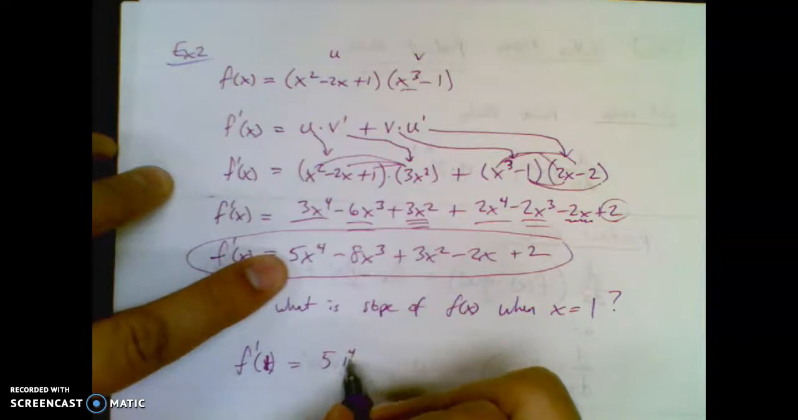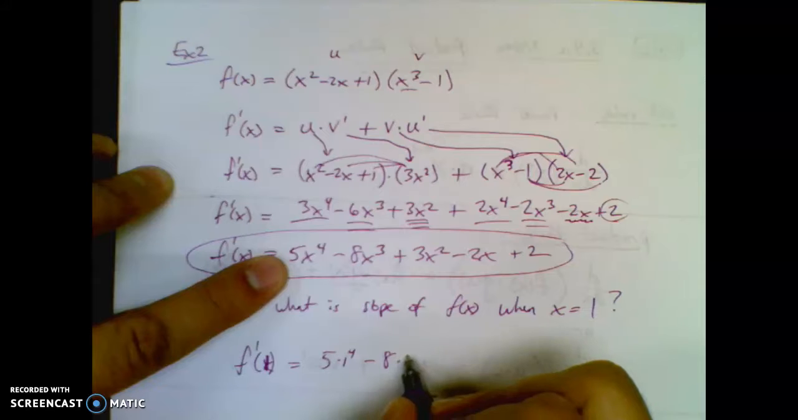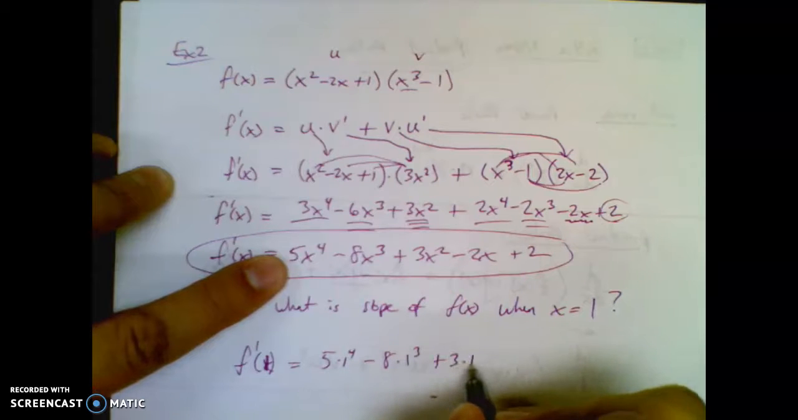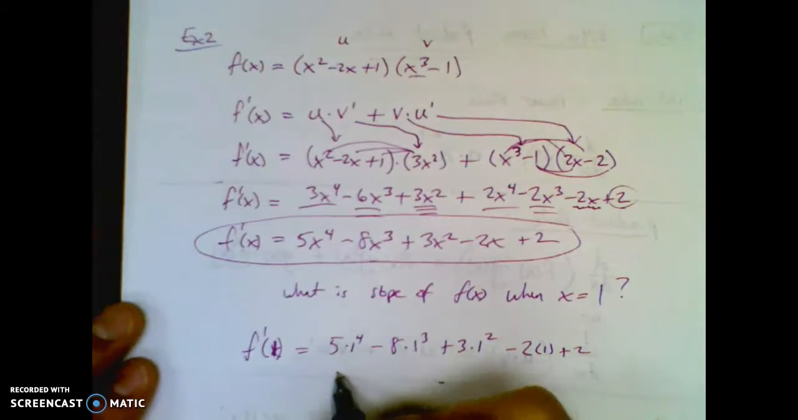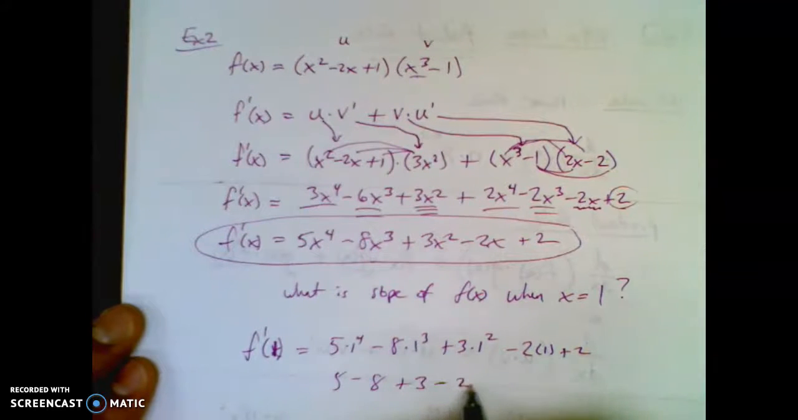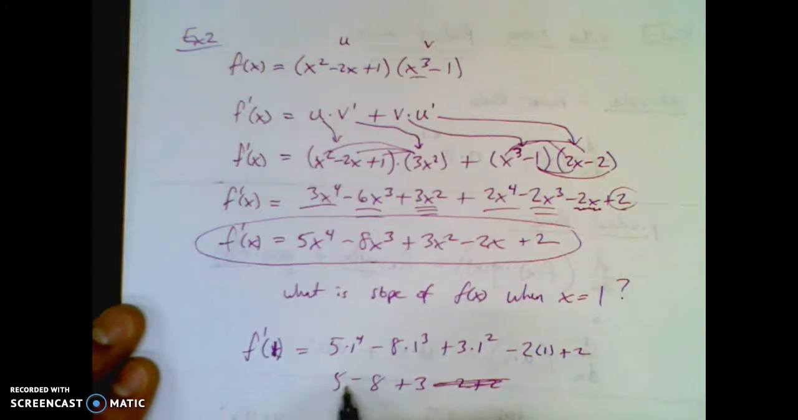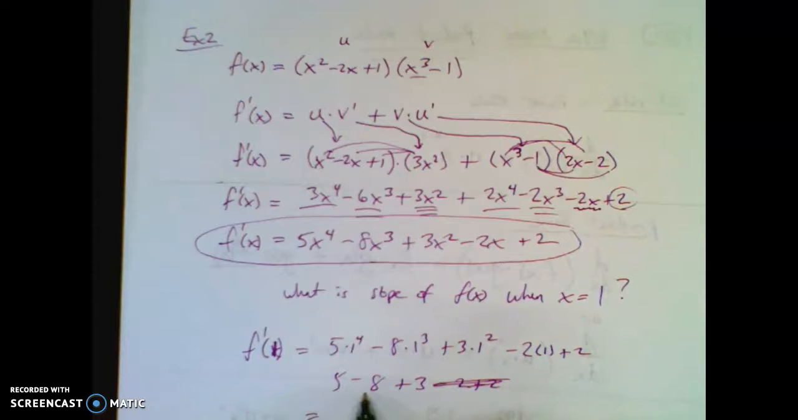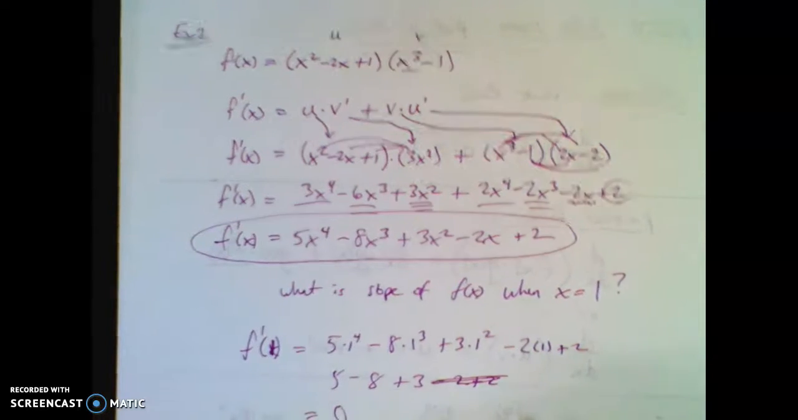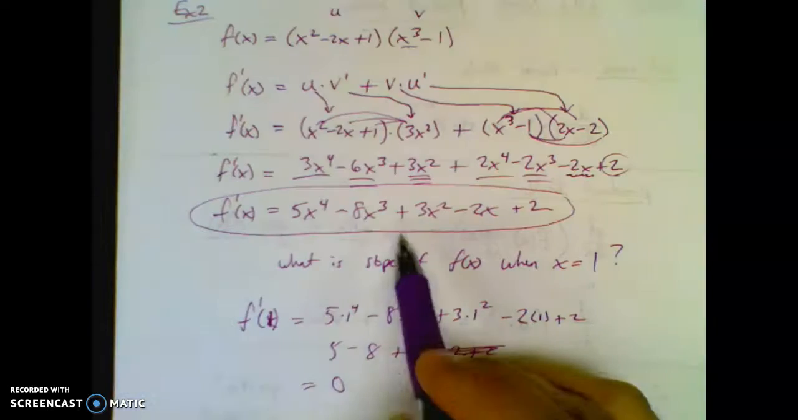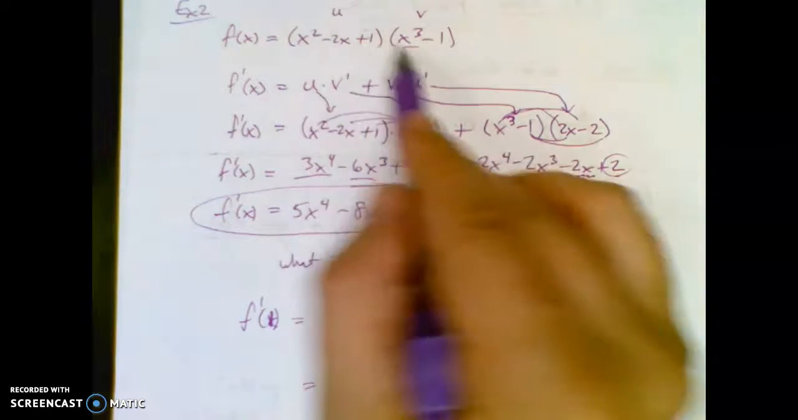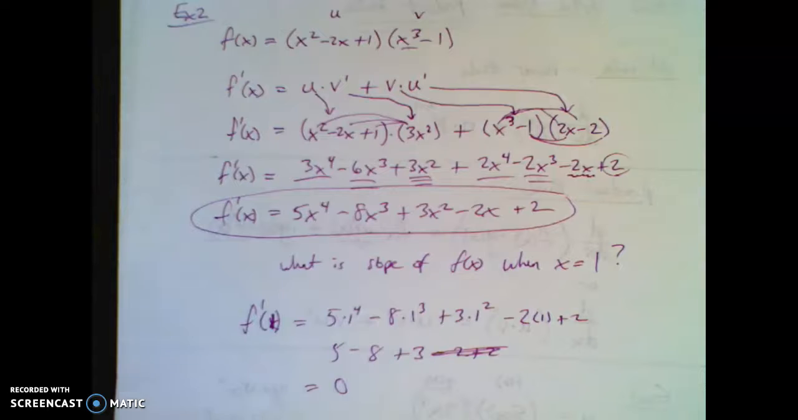That's 5 times 1 to the 4th, minus 8 times 1 to the 3rd, plus 3 times 1 to the 2nd, minus 2 times 1, plus 2. That's really 5 minus 8 plus 3 minus 2 plus 2. Those go away. 5 minus 8 is negative 3, and so that's 0. So that means the slope is 0 when x is 1. So that's kind of like I could write the equation of a tangent line and all that stuff before. Is that the same answer you would have gotten if you would have FOILed this out and then taken the derivative? Yes, it is. So product rule sometimes can be avoided.